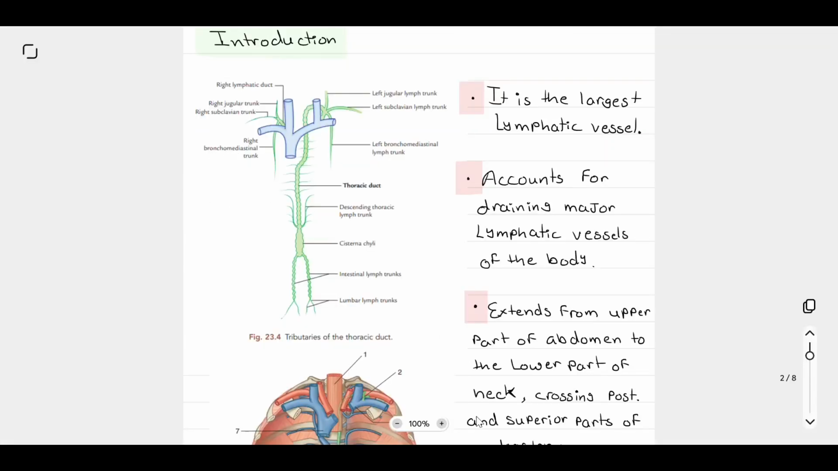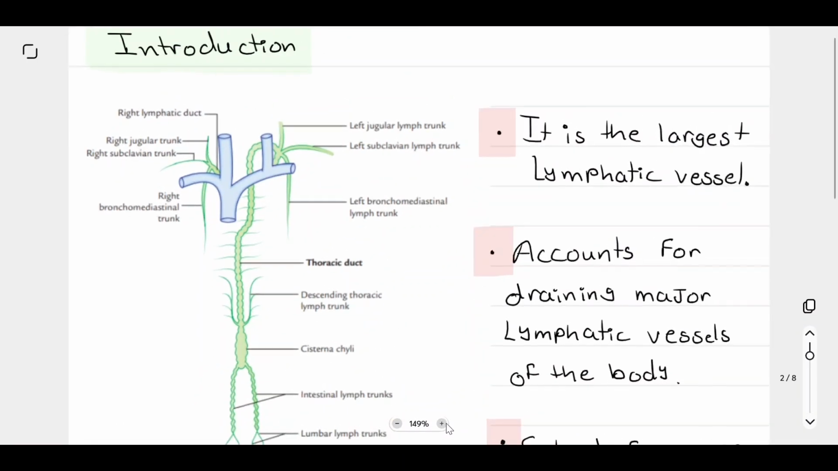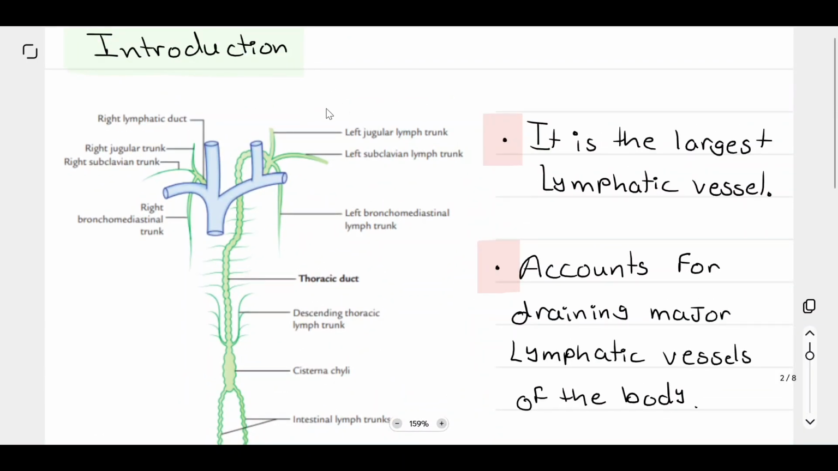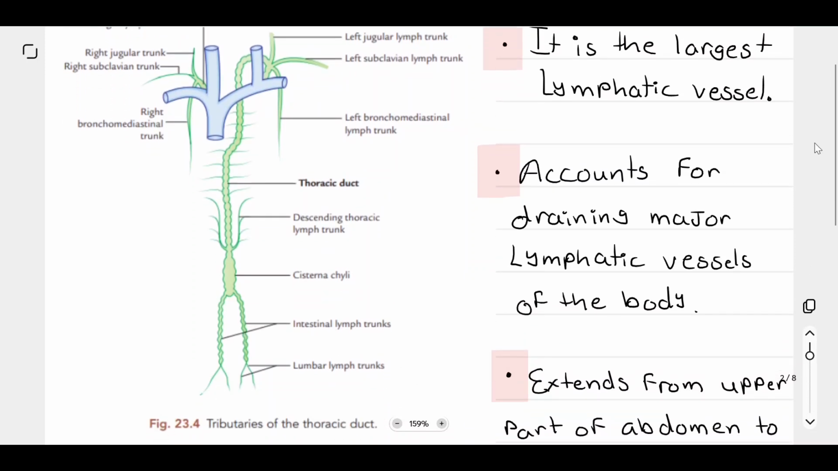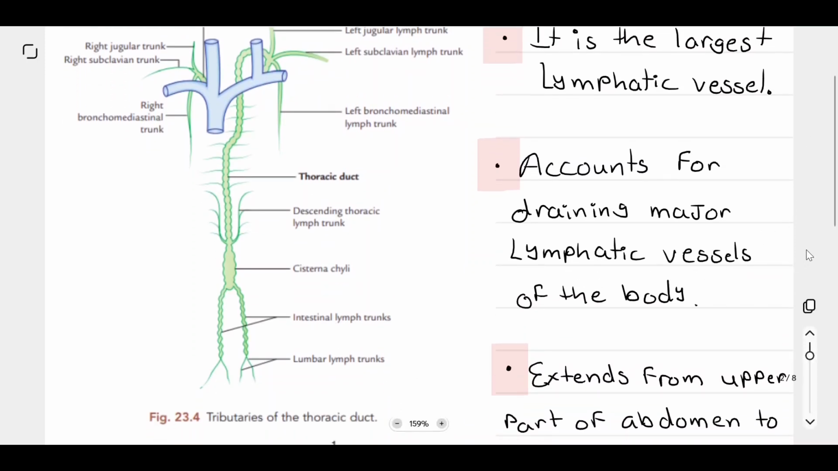Thoracic duct. First, starting with the introduction. What is the thoracic duct? It is the largest lymphatic vessel. This is a diagram taken from Vishram Singh Anatomy. You can appreciate this green colored, beaded appearance duct, which is our thoracic duct. It is the largest lymphatic vessel and accounts for draining the major lymphatic vessels of the body.